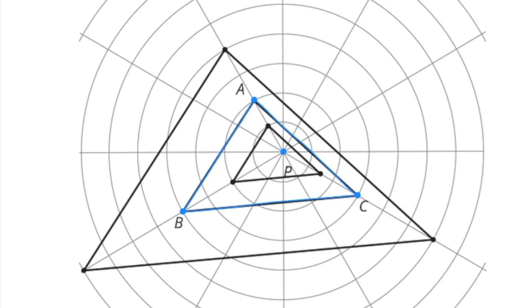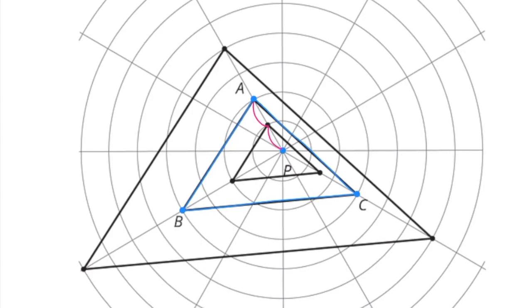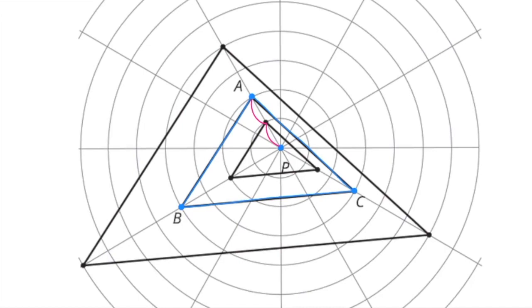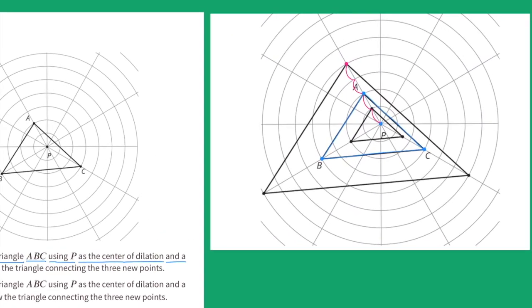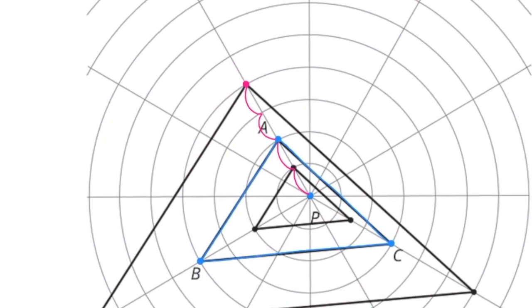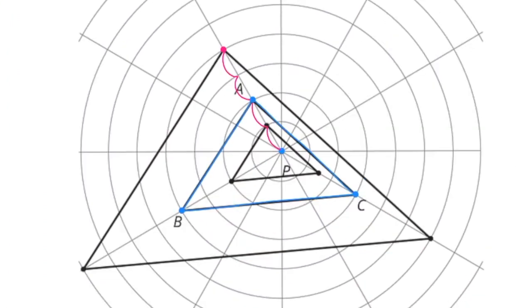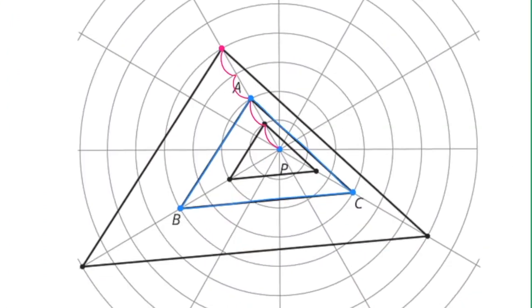I can count how far away point A is from the center of dilation. Point A is a total of 2 units away from point P, the center of dilation. Since the scale factor is 2, I need to multiply 2 times 2 to find the location that point A has moved to during the dilation. Follow the ray that runs from the center point P straight through A and count 4 units. That will be the new location of point A after the dilation is made with a scale factor of 2.